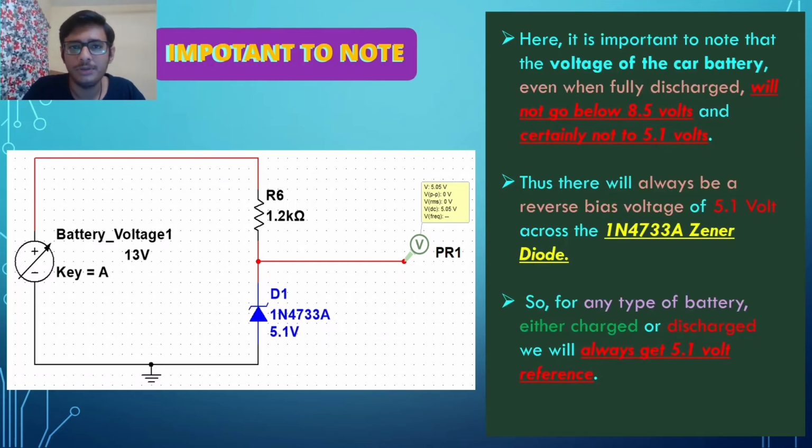Here, it is important to note that the voltage of the car battery, even when fully discharged, will not go below 8.5 volts and certainly not to 5.1 volts. Thus, there will always be a reverse bias voltage of 5.1 volts across the 1N4733A Zener diode. So, for any type of battery, either charged or discharged, we will always get a 5.1 volt reference.